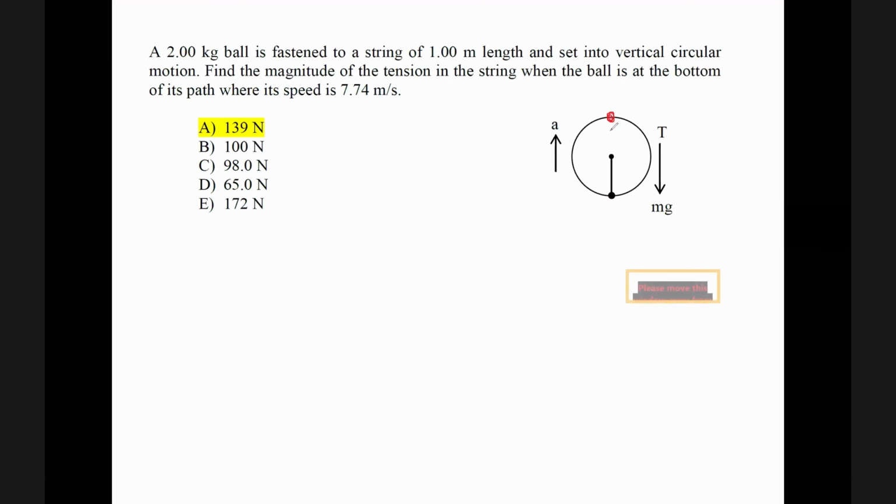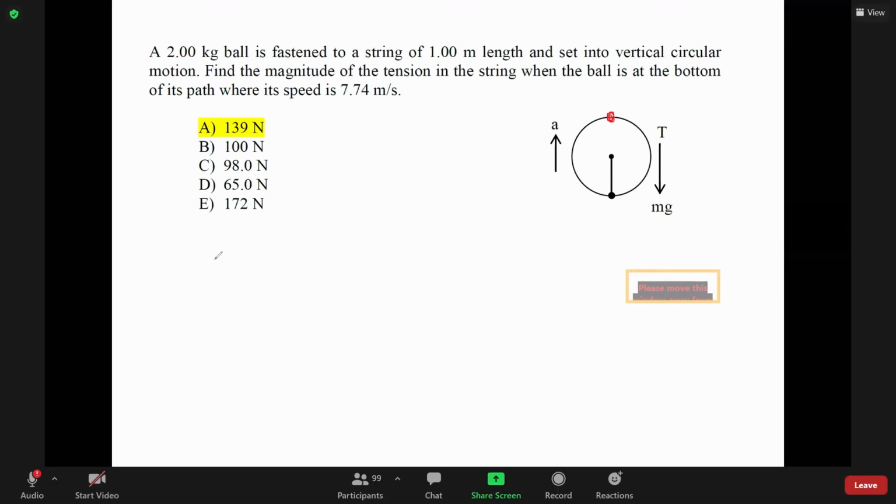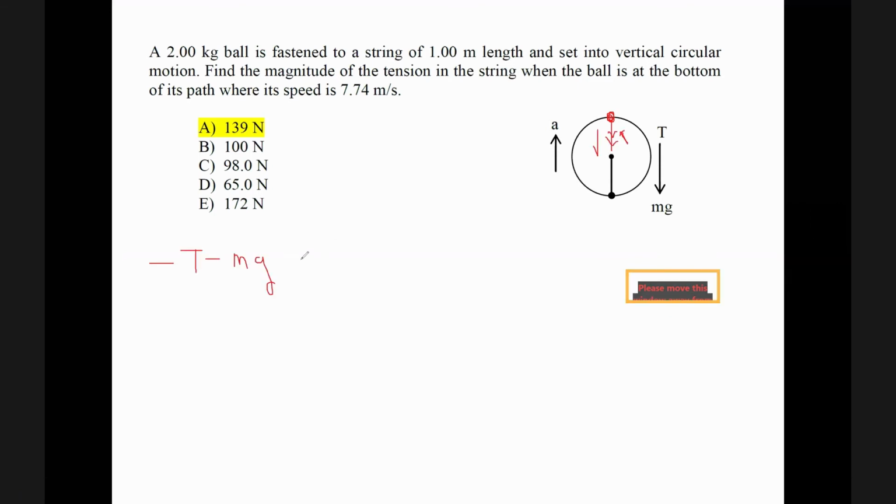Here, the ball has a tension force down, and gravity is also down. So minus, and the other side should be negative acceleration or positive? Should be negative. So it is minus m v square over r. All of it is minus, so you can do it like this, plus, plus, plus. Just like the diagram, yes.